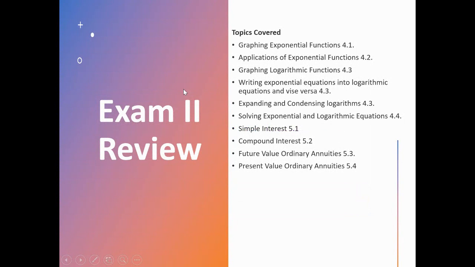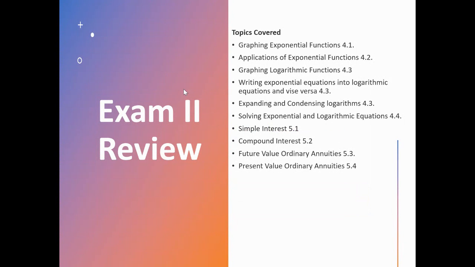Okay, so these are the topics that I'm going to cover. They go all the way from 4.1 to 5.4, which are going to be graphing exponential functions and application of exponential functions, 4.2, graphing logarithmic functions, 4.3, writing exponential equations into logarithmic equations and vice versa, expanding and condensing logarithms, also from 4.3, and solving exponential and logarithmic equations, which is section 4.4.